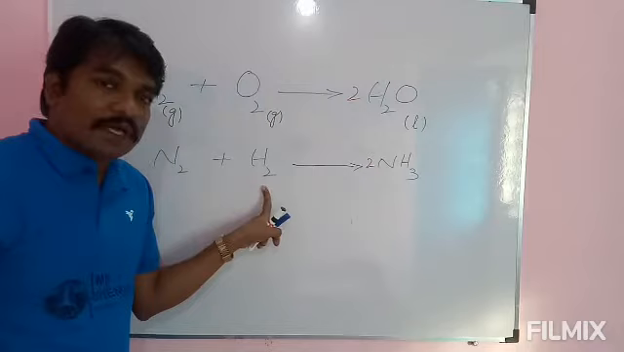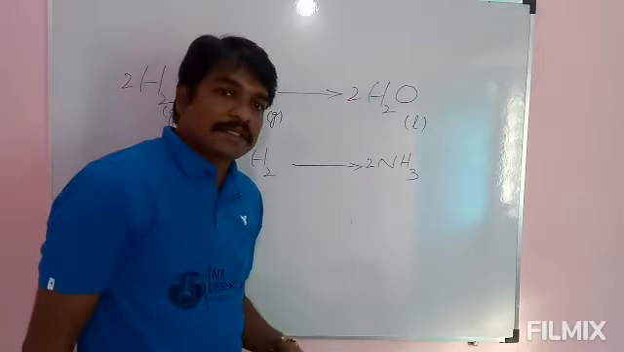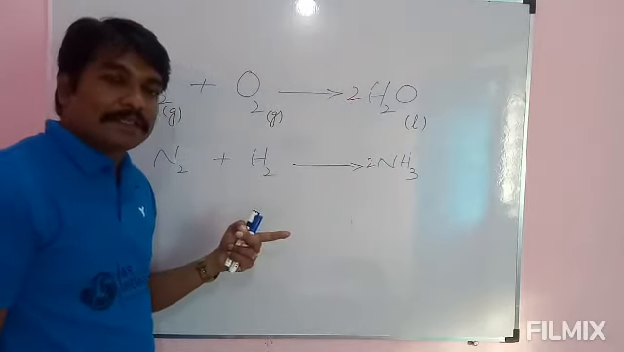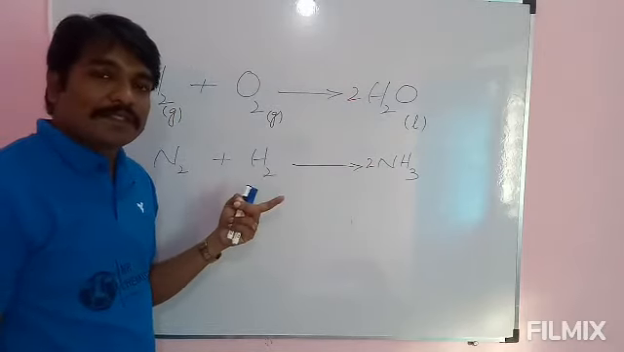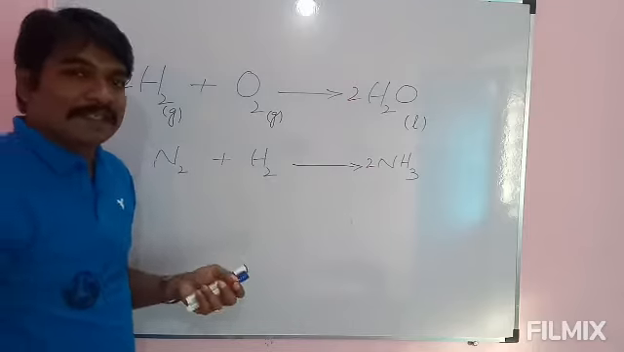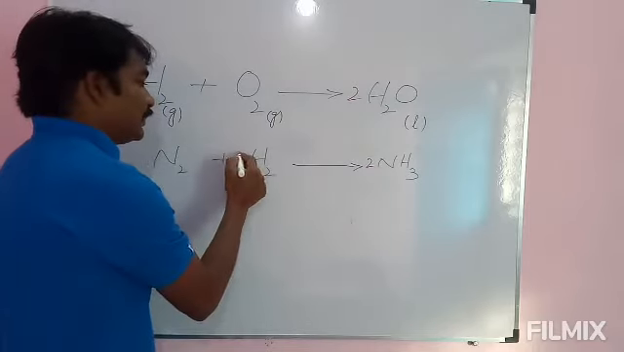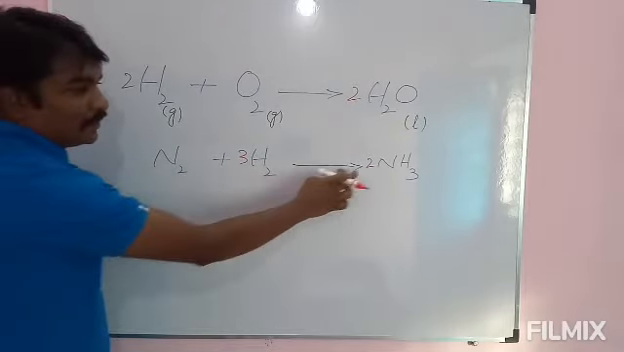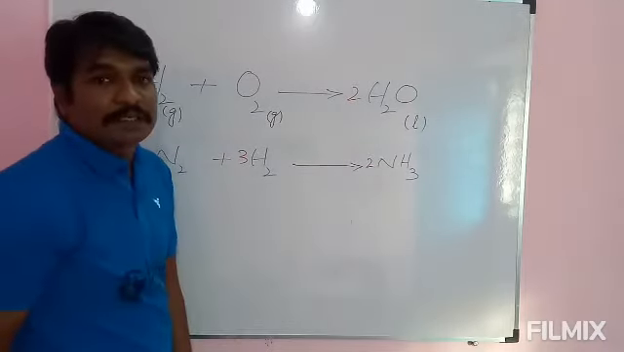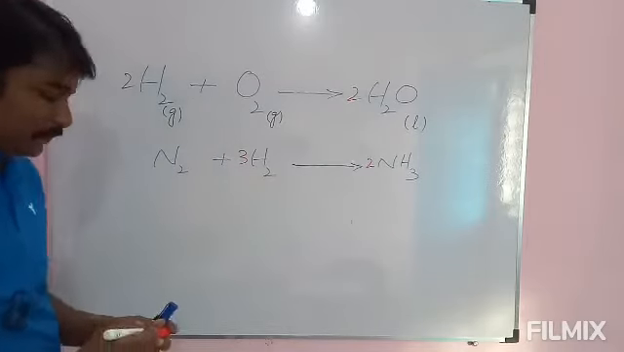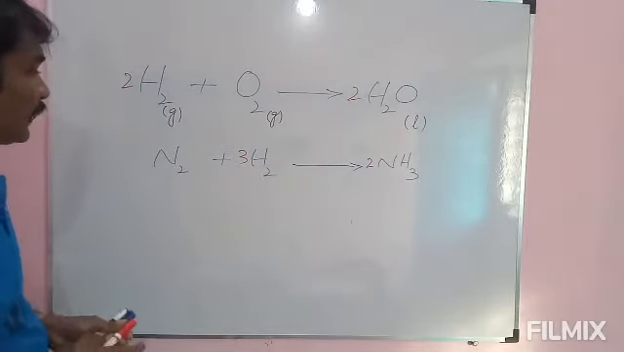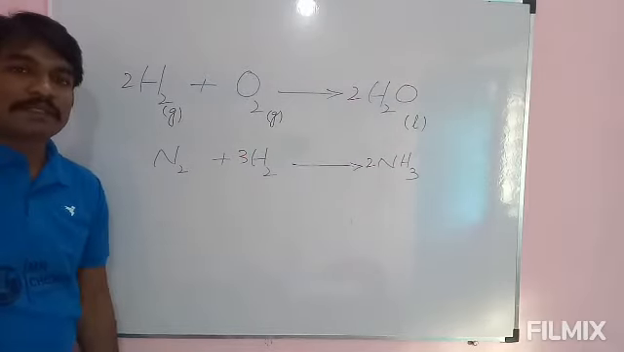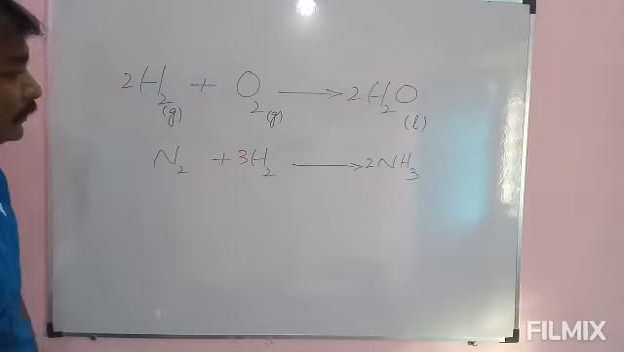Here hydrogens, 2 are there, and here 2 into 3, 6 are there. 2 into 3, 6, but here 2 are there. To make it 6, when 2 is multiplied with 3, we will get 6. That's why we have to write 3 in front of hydrogen. 3 2s are 6, 2 3s are 6. Hydrogens are balanced on both the sides. Nitrogen, 2 nitrogens are balanced on both the sides.